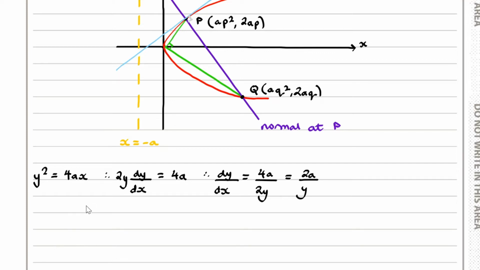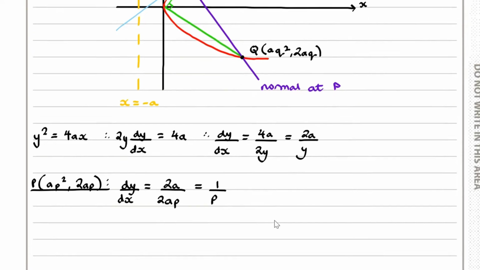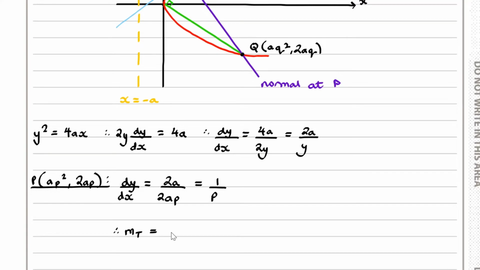So at the point P with coordinates ap squared, 2ap, if we use these coordinates, substituting into this equation for y, we see that dy over dx is equal to 2a over y, so we have 2a over 2ap, which is 1 over p. And therefore the gradient of the tangent is equal to 1 over p, and the gradient of the normal is equal to the negative reciprocal of the gradient of the tangent. So we have minus 1 over p, which is minus p. And therefore we can find the equation of the normal.